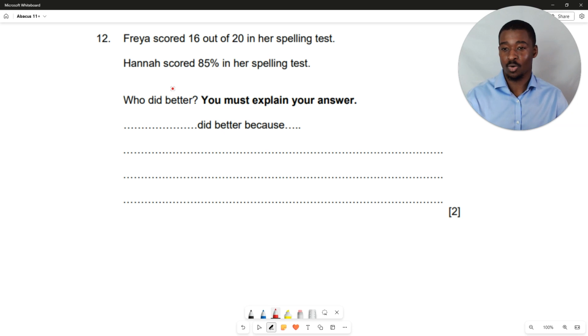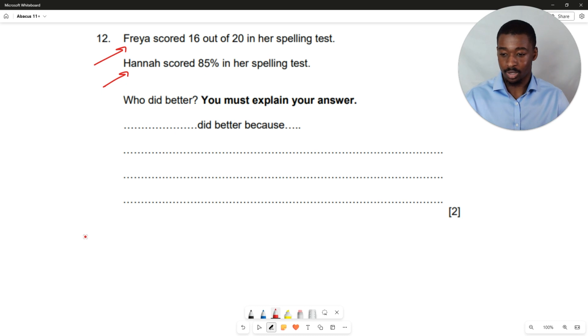So here for this question, we're told that Freya scored 16 out of 20 in her spelling test, but Hannah scored 85% in her spelling test. So who did better? And we have to explain our answer. Now, the way we're going to work this out is either by working out the percentage that Freya got, or by working out how many marks that Hannah got. So in this case, it will be easier to work out the percentage that Freya got, and we'll see why.